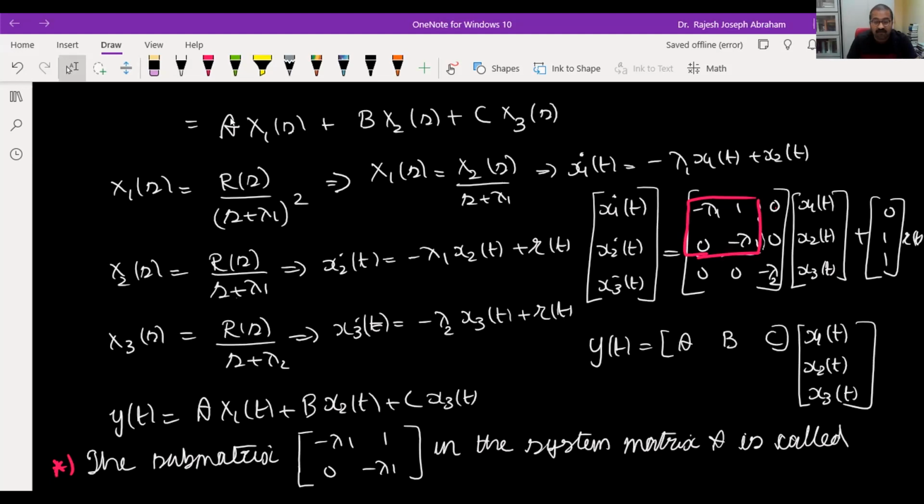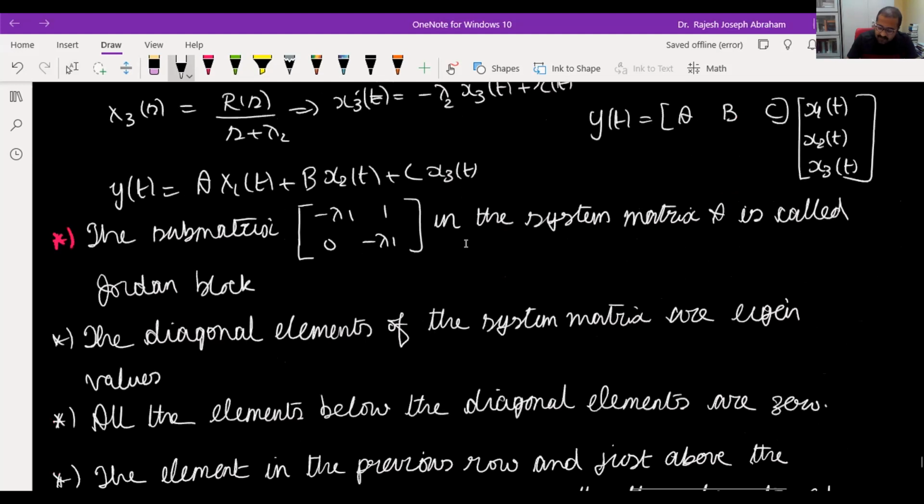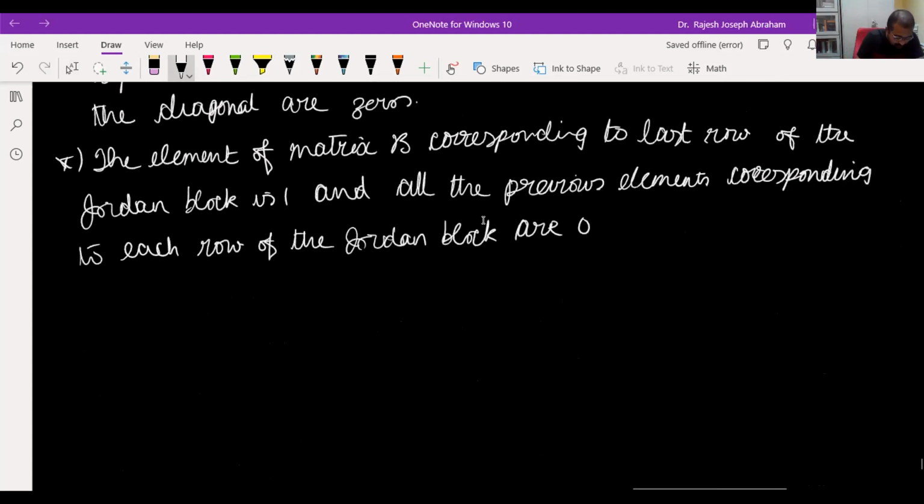Here we have a distinct eigenvalue, so the corresponding lambda distinct eigenvalue minus lambda 2. So the corresponding element in the B matrix will also be equal to 1. That's what I wrote here. And the C matrix consists of the residues A, B, C.